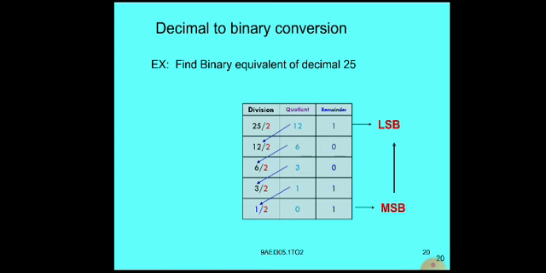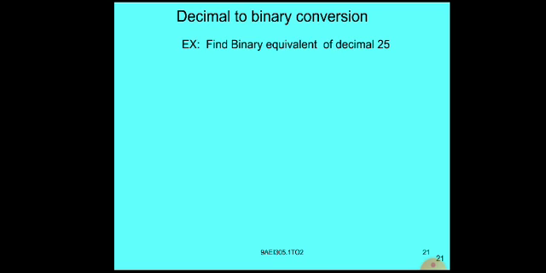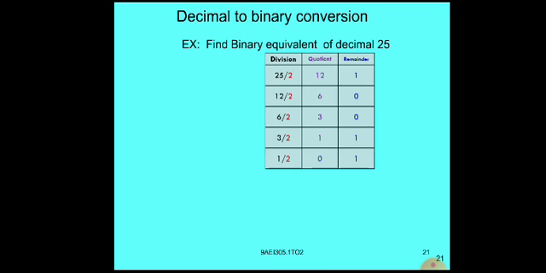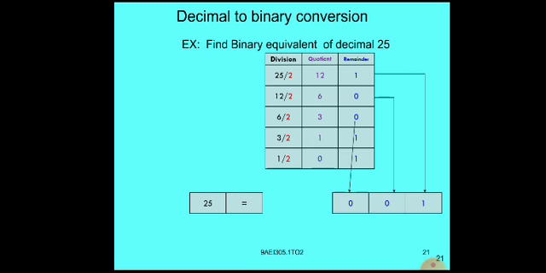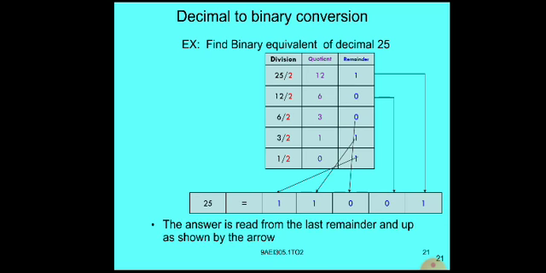So this is the way of doing decimal to binary conversion. So that means 25 equals 11001. Okay.